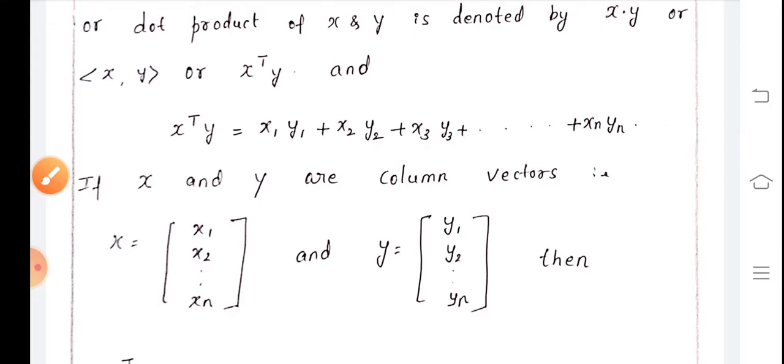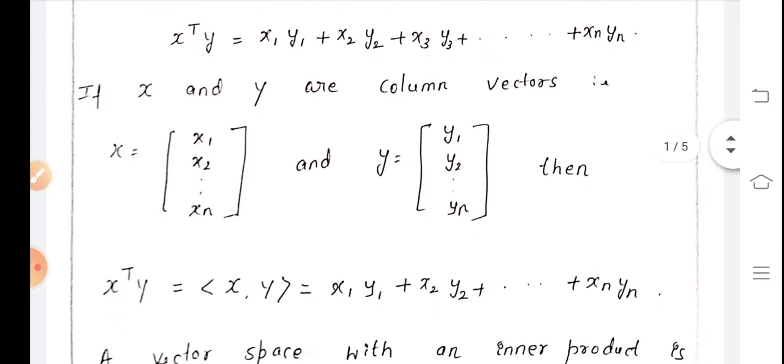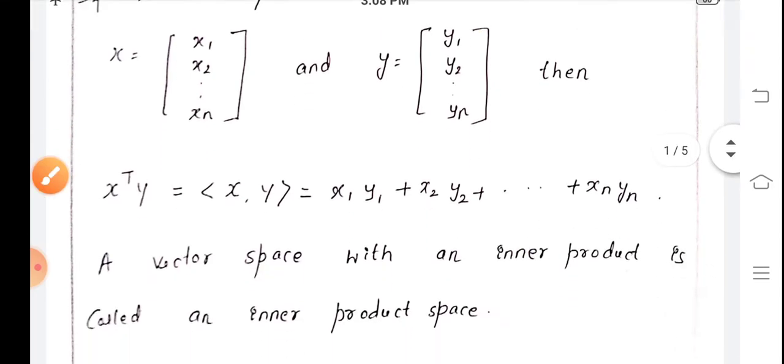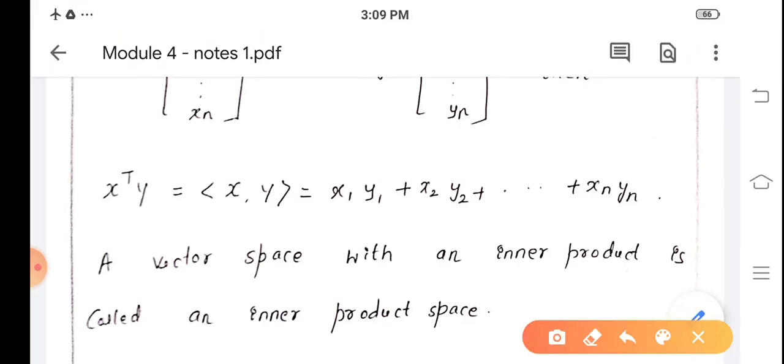And if x and y are column vectors, that is, if x is equal to the column vector x1, x2, up to xn and y is equal to the column vector y1, y2, up to yn, then we write the inner product xy as x1 y1 plus x2 y2 up to xn yn. This is the definition of inner product. Now, any vector space with an inner product is called an inner product space.